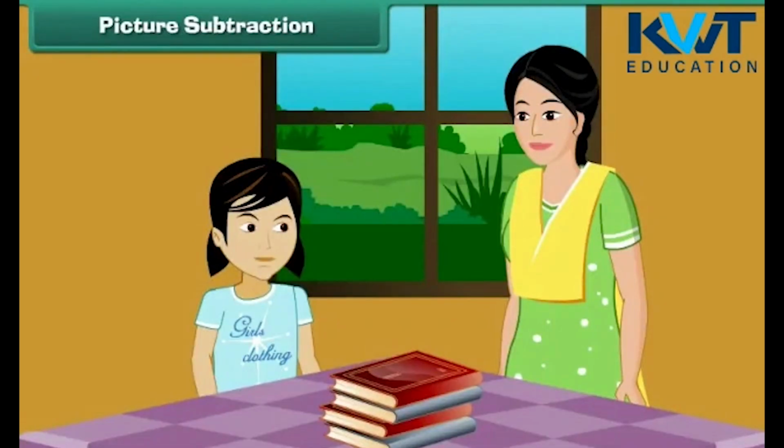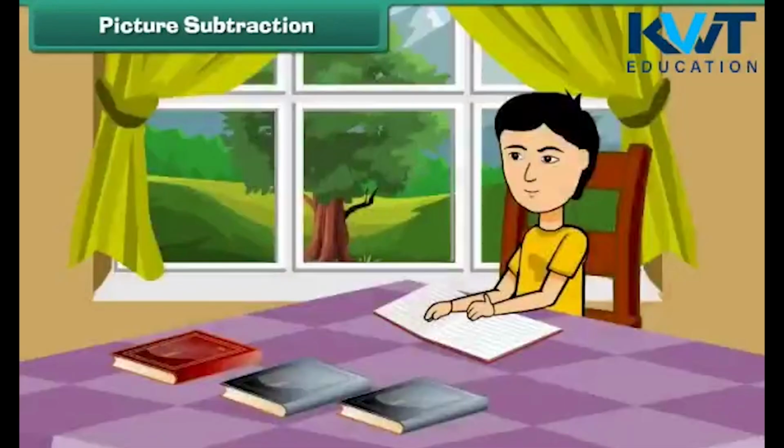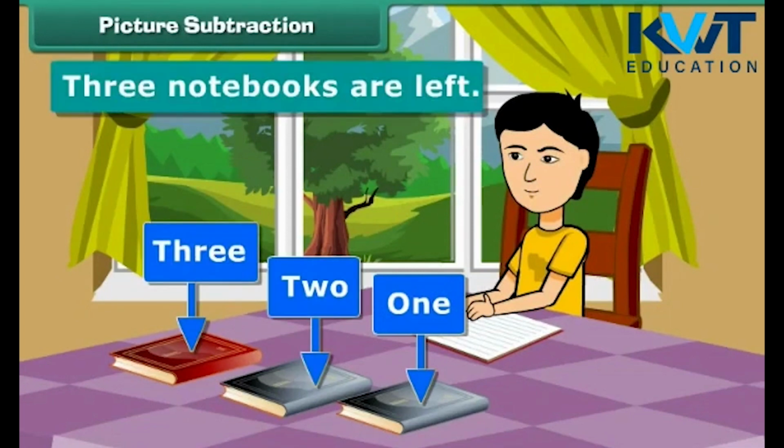Picture subtraction. Aditi's mother bought 4 notebooks. Her brother Samir took one to do his English homework. How many notebooks are left? 1, 2, 3. 3 notebooks are left.